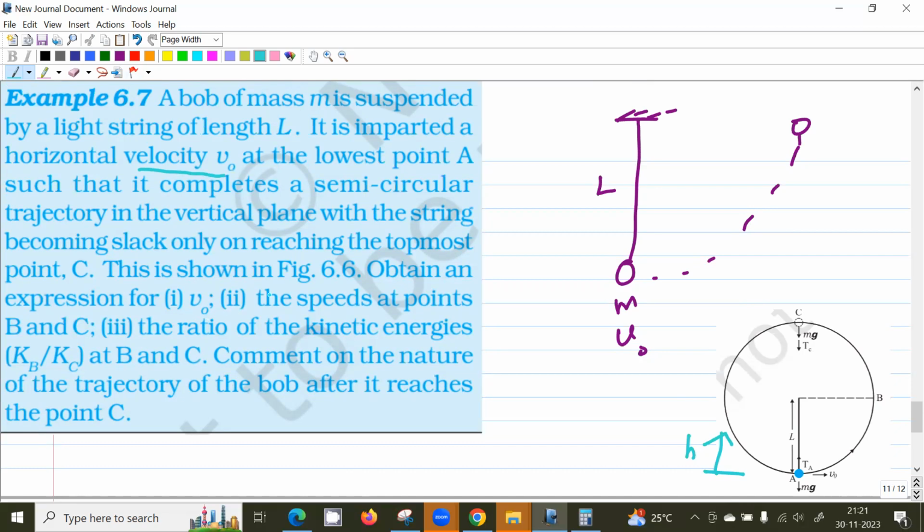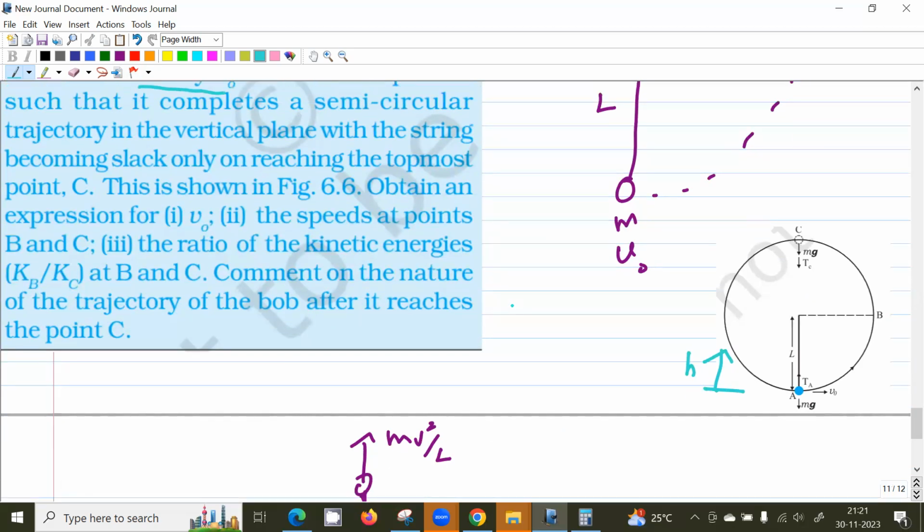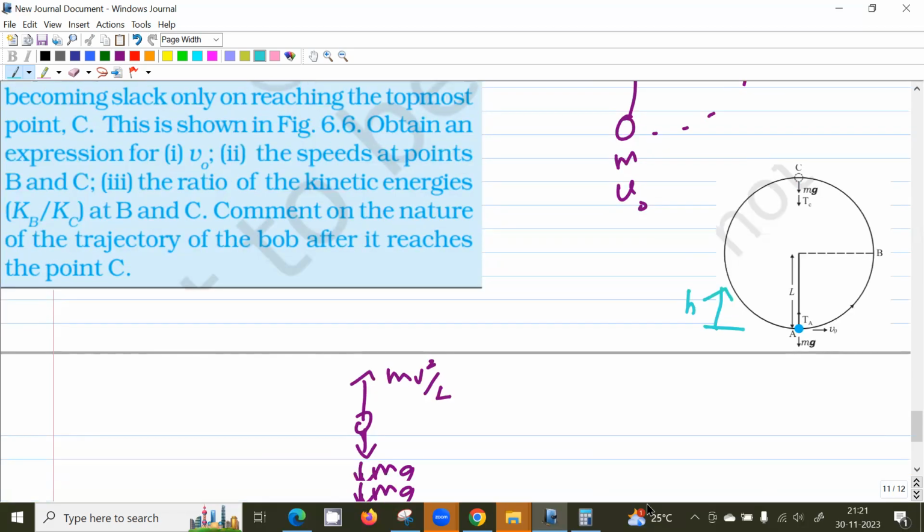Sir, but what my doubt is, the full journey half m V naught square? No. Velocity will keep on decreasing. Here it will be V naught minus something. At the topmost one it will be root gL.